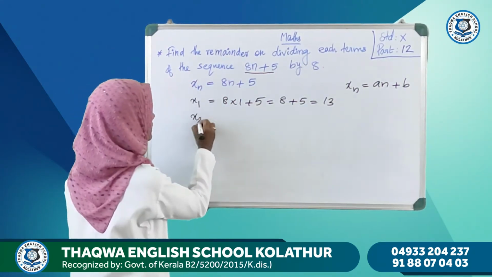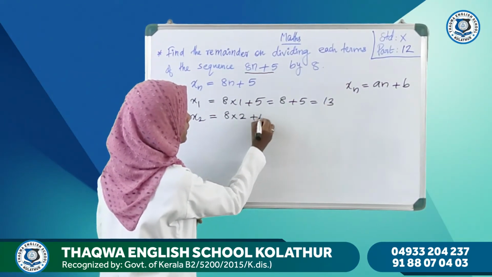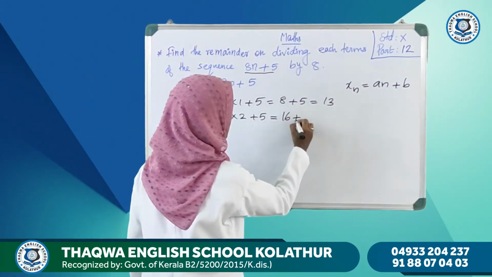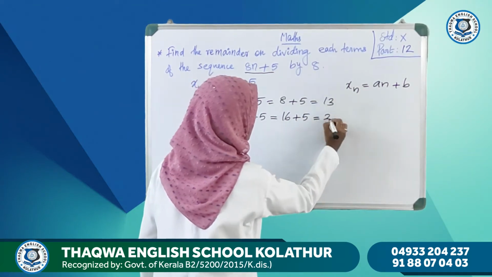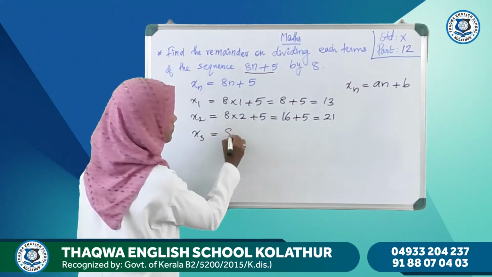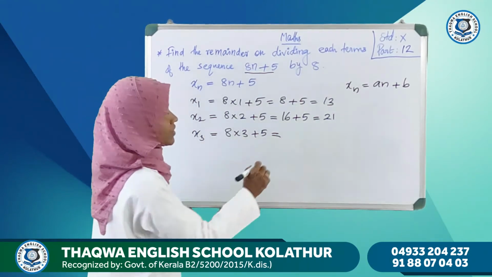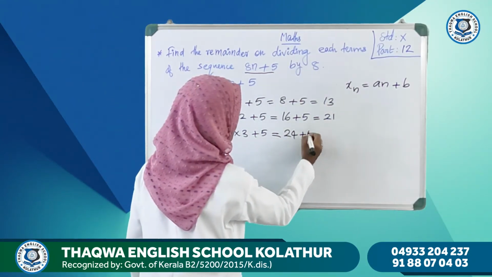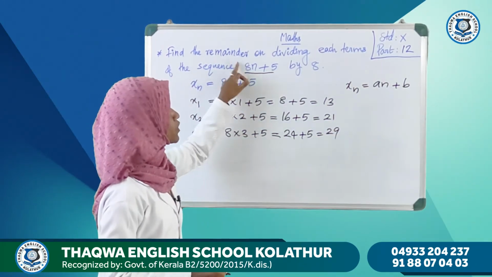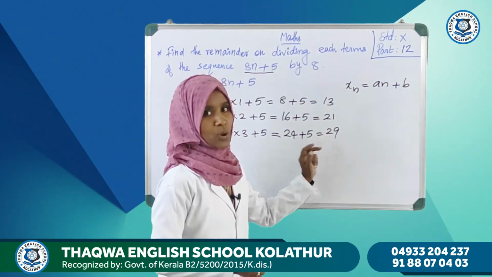Second term is 8 into 2 plus 5. 8 into 2 is 16 plus 5. That is 21. Now third term, 8 into 3 plus 5. 8 into 3 is 24 plus 5 is 29. So the terms of the given sequence are 13, 21, 29 and so on.